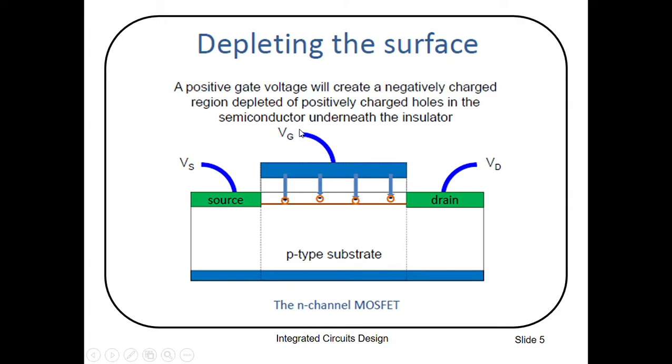When you apply a gate voltage, a positive gate voltage will create a negatively charged region depleted of positively charged holes in the semiconductor underneath the insulator. So here you can see, when you apply this positive gate voltage, the negatively charged region here.